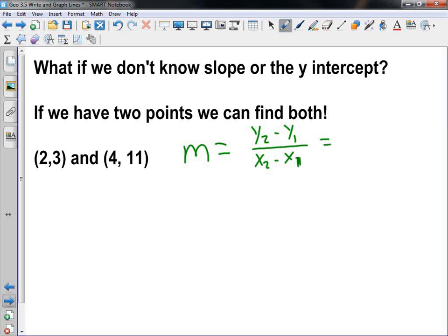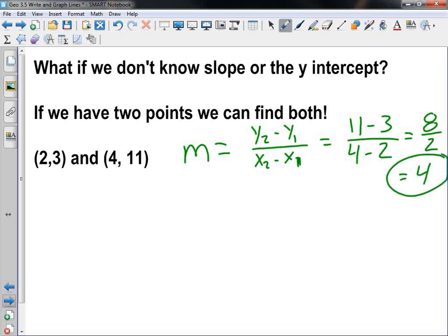What's my y2, Katie? 11. And then what's my y1? 3. Okay. And the bottom, Alexis, what's my x2? 4, 2. Which is going to give me 8/2, which is 4, so that's my m value, right? How can I find my b value? Oh, like we just did, right? So, can you help me set it up?